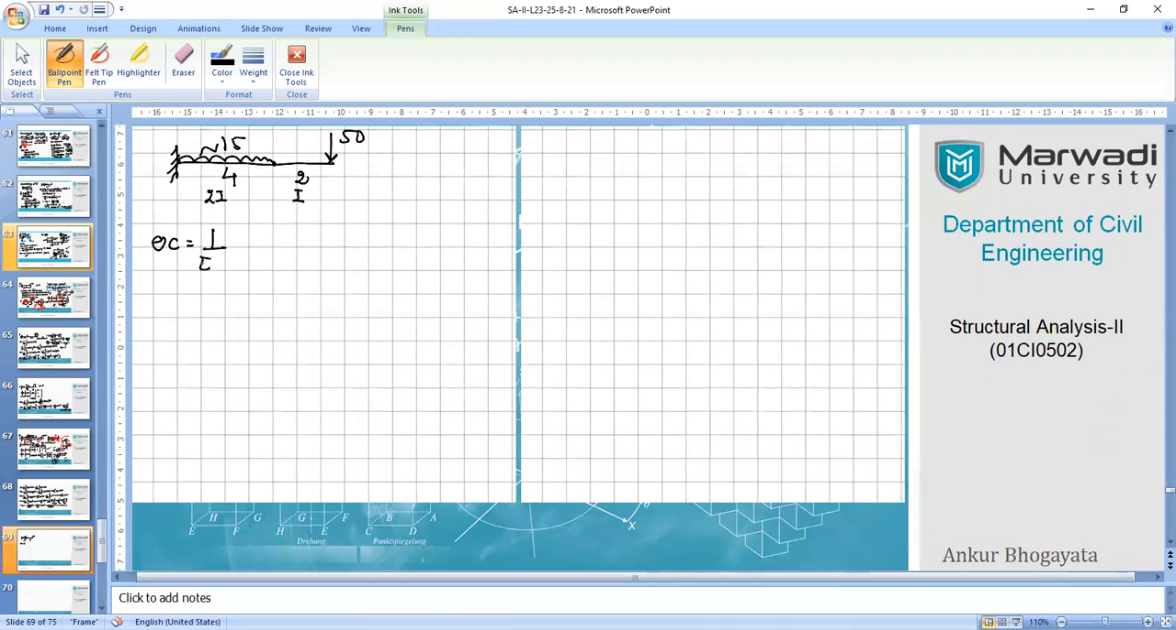1 upon EI, that is for the first segment, 0 to 2, capital M, small m1. Don't forget to include m1 now in the picture. So we'll write down 1 upon 2 EI.